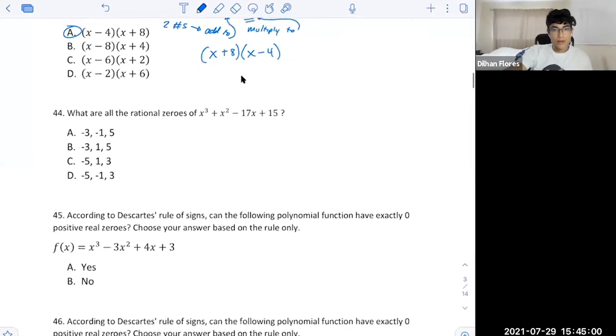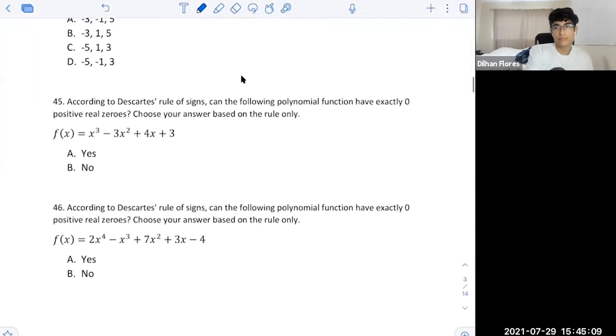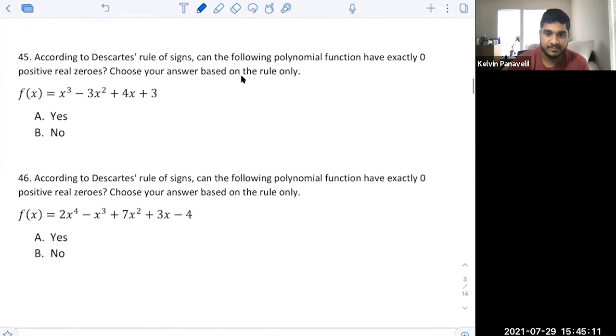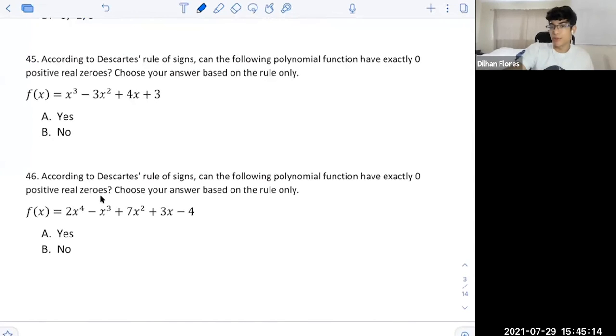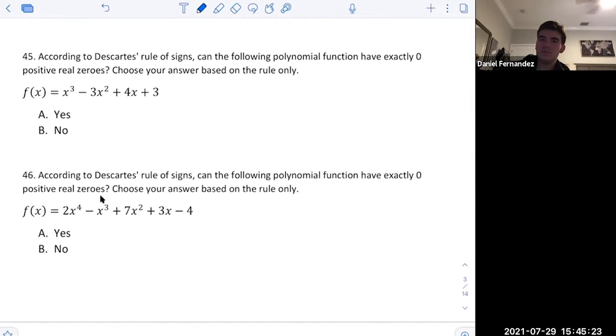All right. Let's see. Want to go over 45? Yeah, that sounds good. Let's do 45. All right, cool. So let's get something to read. What about Daniel Fernandez? Number 45. According to Descartes' rule of signs, can the following polynomial function have exactly 0 positive real zeros? Choose the answer based on the rule only.